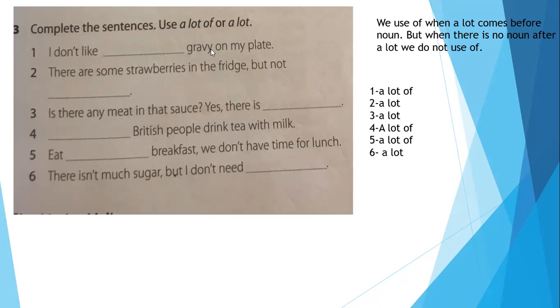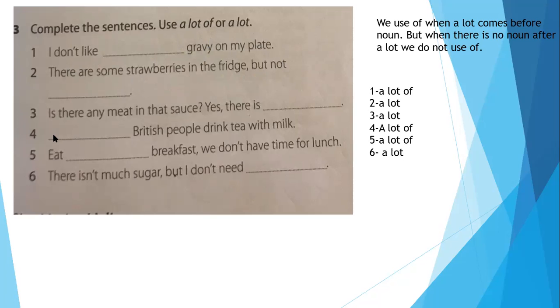لأنه دائما بعد الأوف we must add noun. So I don't like a lot of gravy on my plate. Gravy حكينا عنها thick sauce. There are some strawberries in the fridge, but not a lot. حطيت a lot. ليش ما حطيت of؟ لأنه ما عندي بعد السبيس noun. لما بدي يكون عندي noun بعد السبيس هستخدم a lot of.